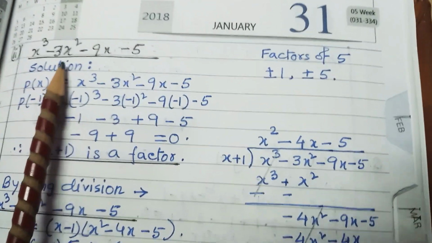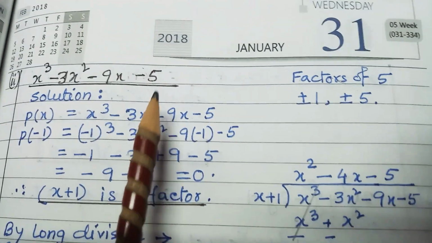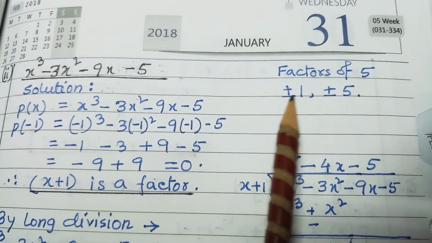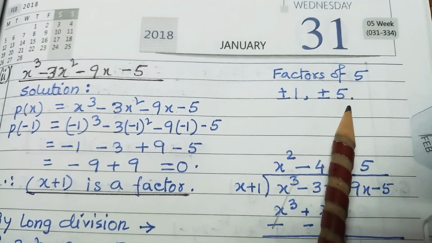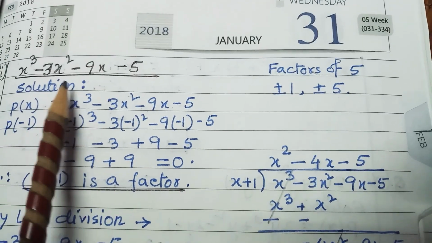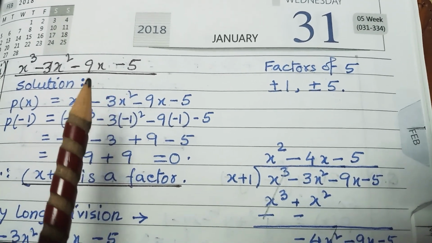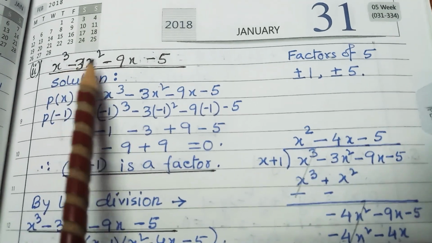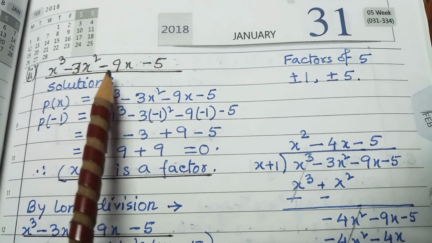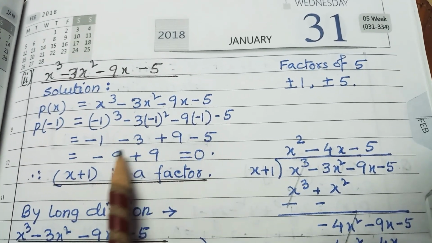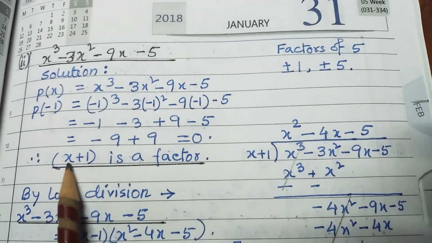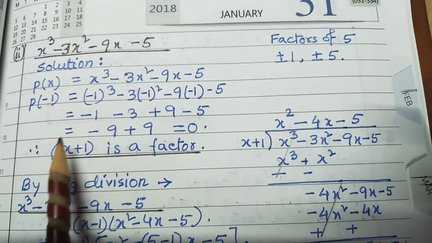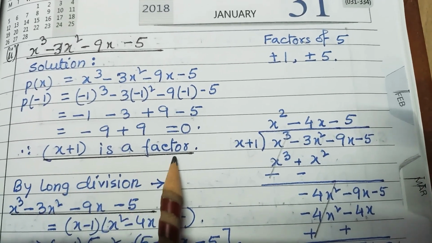x cube minus 3x square minus 9 is the same. First, 5 is here. Factors of 5 are plus minus 1 and plus minus 5. Again you take plus 1, try it. It is not coming, then take minus 1. It is not possible by plus 1 because the signs are minus. So take minus 1. When I take minus 1, it is coming 0. So x plus 1 is a factor.